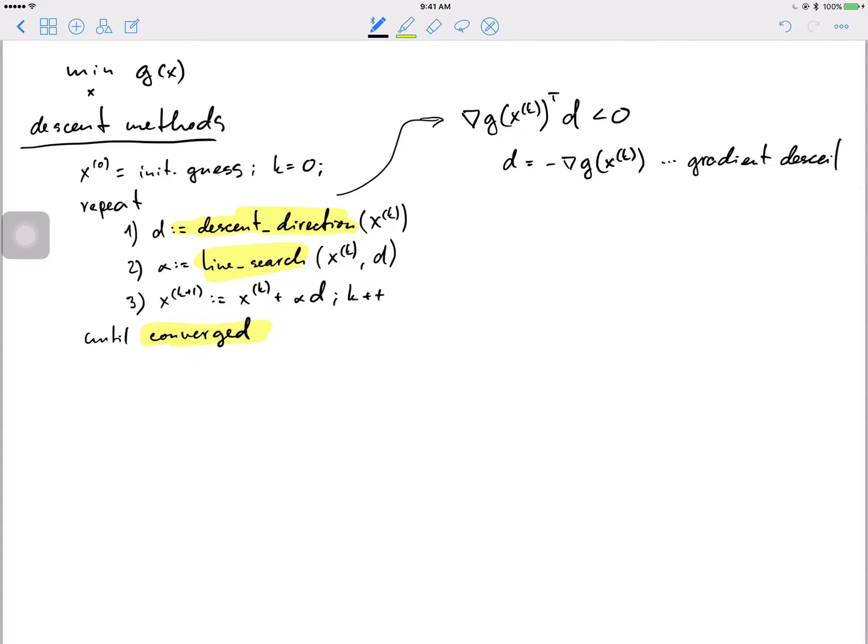If you use the negative gradient, then this method will be called gradient descent, and that's what we talked about the last time. Okay, and the gradient descent is not the greatest method out there, and today we will talk about Newton's method. This is basically an introduction to Newton's method, which can be much more powerful than gradient descent.